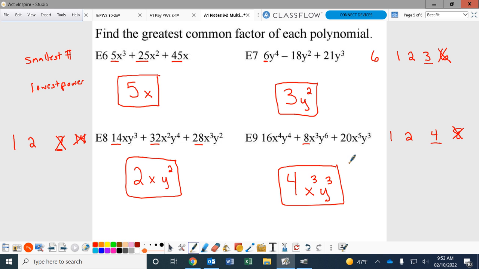Okay, now you're going to need to be able to use GCF to do the next 3 problems that we do. Do you have any questions before we move to factoring? Okay, here we go, guys.